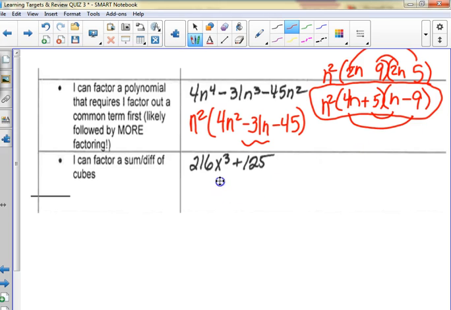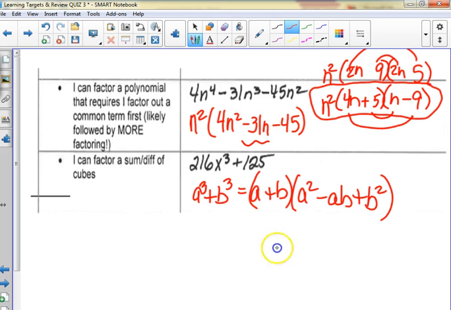All right, factoring pattern for a sum of cubes. I don't know really how else to teach this anymore, guys. I feel like I've talked about this till I'm blue in the face. Okay, what is the cube root of 216x cubed? 6 and x. What's the cube root of 125?